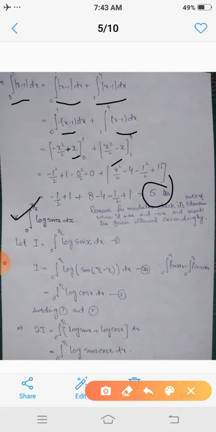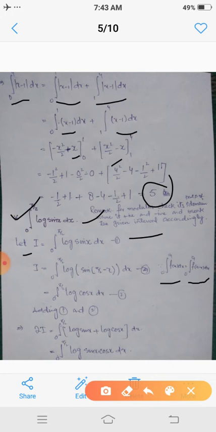Find the value of this integral, 0 to pi by 2 log sine x dx. This is the standard integral which we will use later. Let I equal the integral 0 to pi by 2 log sine x dx; name it equation first. We know that the integral 0 to a f(x) dx equals the integral 0 to a f(a minus x) dx. Now here a is pi by 2, so we can use this property.